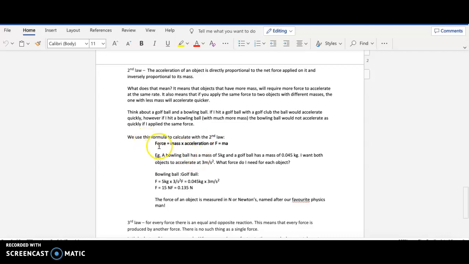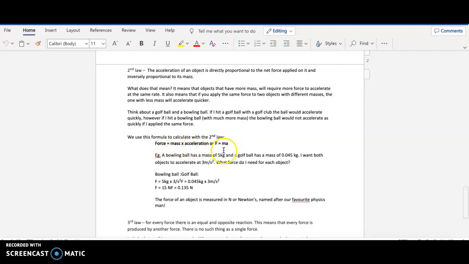So we use this formula to calculate Newton's second law. Force is equal to mass times acceleration, or F equals ma. So instead of remembering this big complicated statement, that the acceleration of an object is directly proportional, blah, blah, I typically just choose to remember this as force is equal to mass times acceleration. So F equals ma.